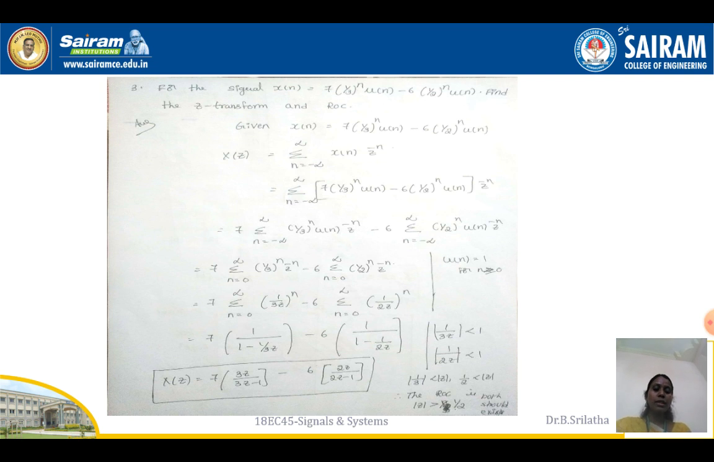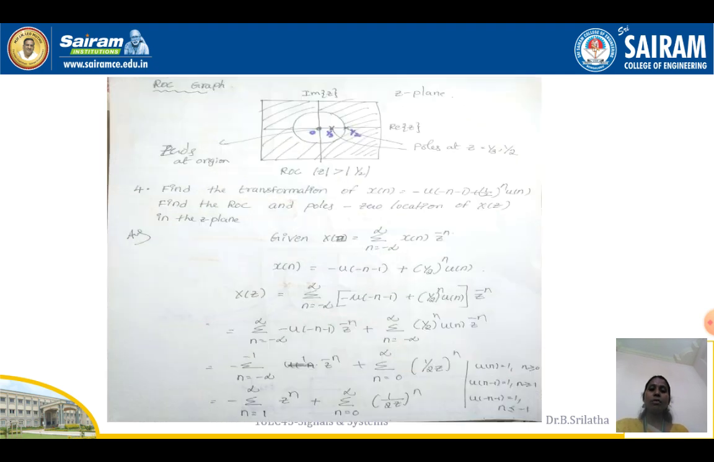Whenever you are getting both like this, writing in terms of z, mod of z is greater than 1 by 3 and mod of z is greater than 1 by 2. If both are greater than, we have to take the maximum of 1 by 2 and 1 by 3 to get the region of convergence. So both should hold, so we take the maximum value. In any problem, if both are greater than, always take the maximum of both. For example, the maximum of 2 comma 3 is 3, so the region of convergence is mod z greater than 3. In this case, the maximum of 1 by 2 comma 1 by 3 is 1 by 2, so the ROC is mod of z greater than 1 by 2. Okay, understood?